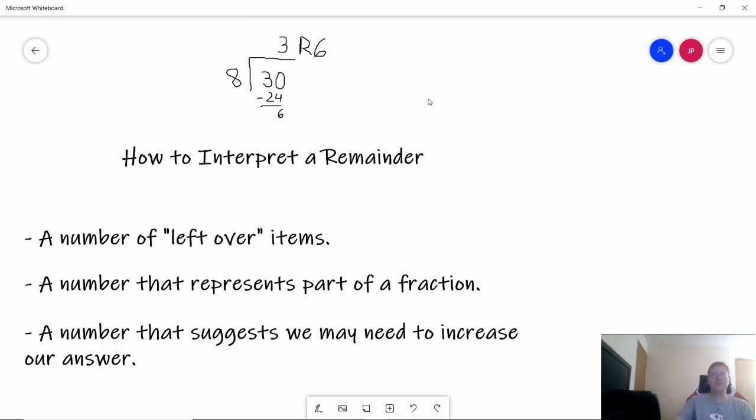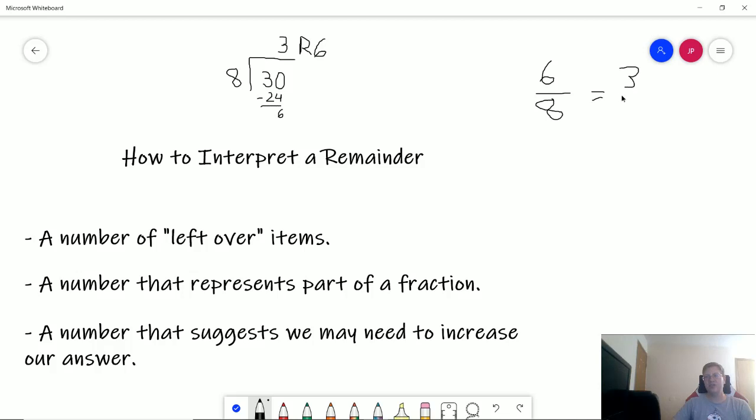If we decided to break it up into a fraction, then we could say that the remainder is the top number of our fraction, and the bottom number of the fraction would be our divisor. And so if we decided to go ahead and reduce this down, it would give us a fraction of 3/4. So each student could have 3 whole hot dogs and 3/4 of another hot dog, and then all of the hot dogs would end up being eaten.